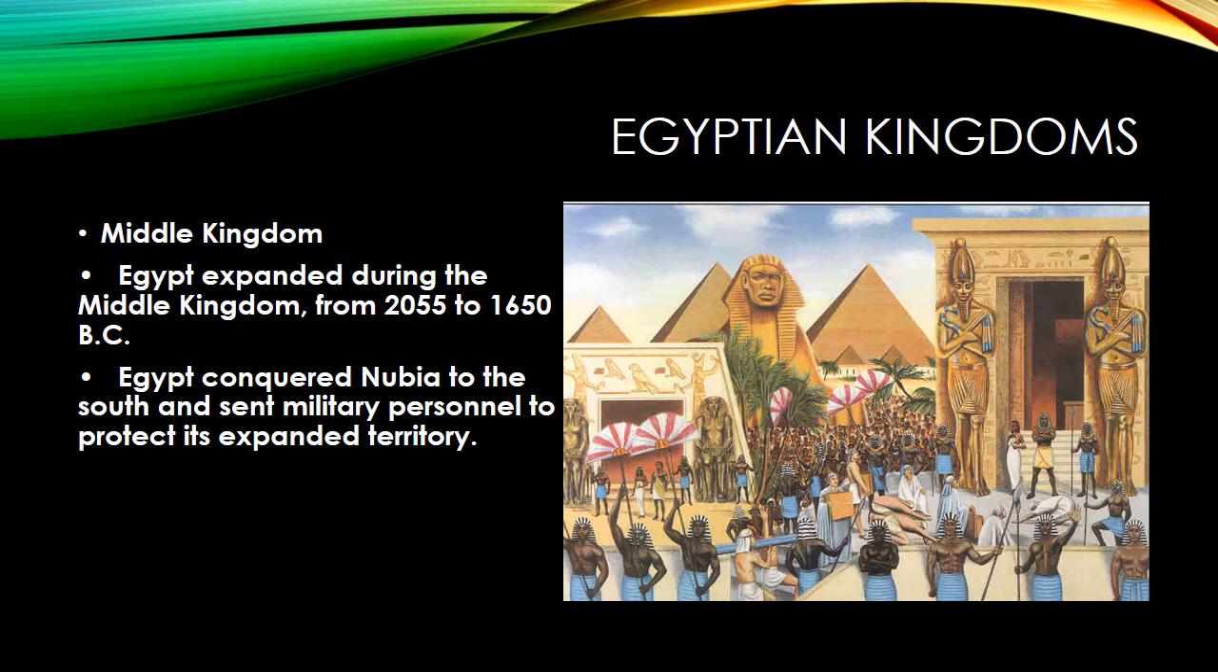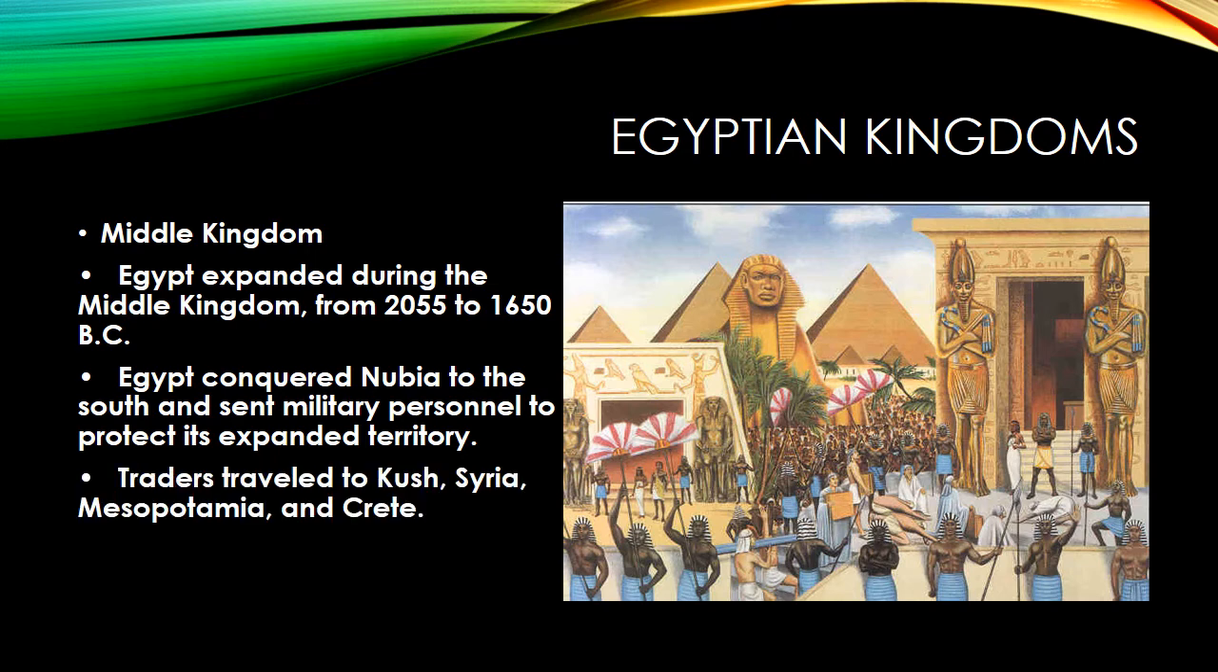Egypt conquered Nubia to the south. They also sent military personnel to protect its expanded territory. So now, as we talked about before, when you expand, you're going to need some sort of law enforcement. You have all these people under your control. How do you enforce these laws? How do you protect your territory?